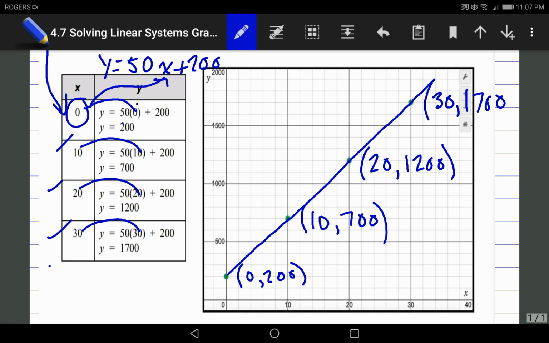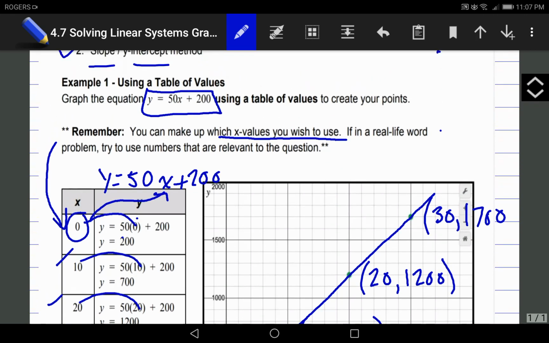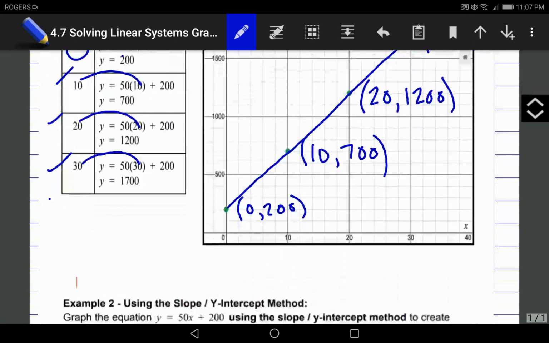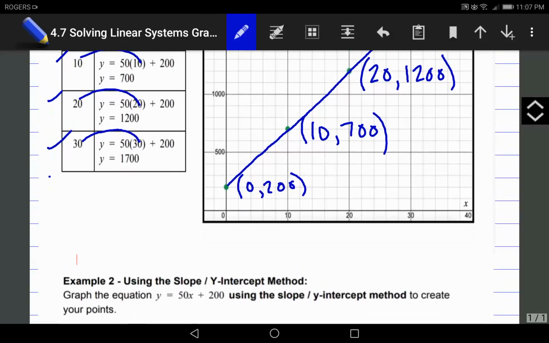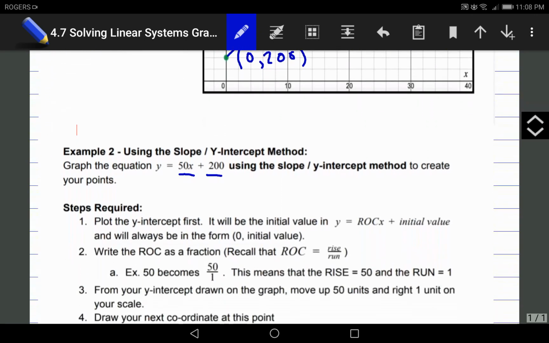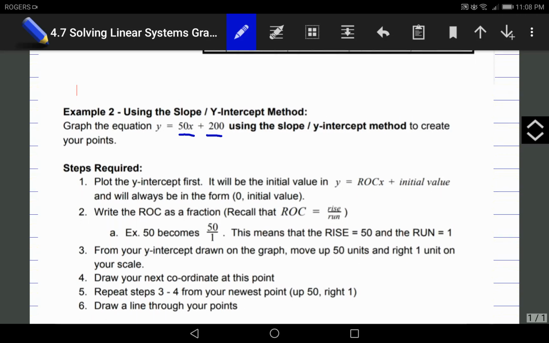Let's now look at this new method that I had mentioned above called the slope y-intercept method, right there. Okay, so we're going to take the exact same equation, except use this method called the slope y-intercept method. Okay, so the equation's still y equals 50x plus 200. Okay, I have written down some steps required to plot your graph in this manner. Okay, I'll do it one step at a time on our graph.